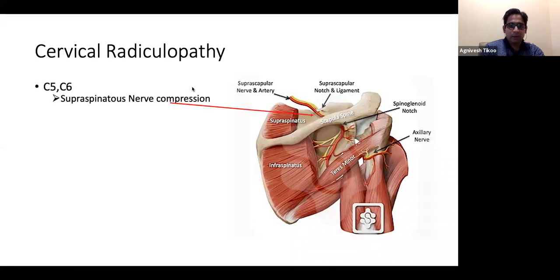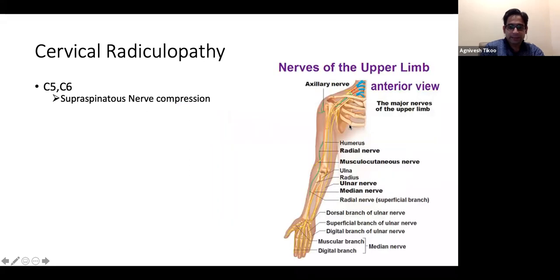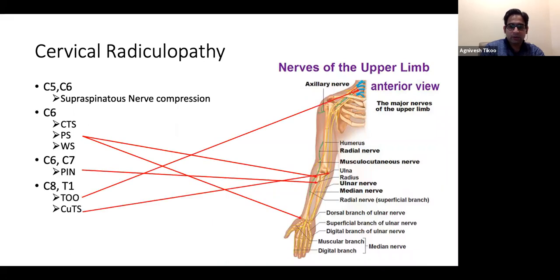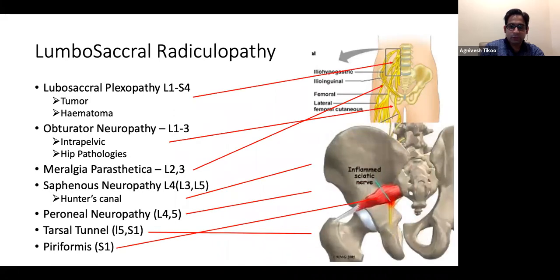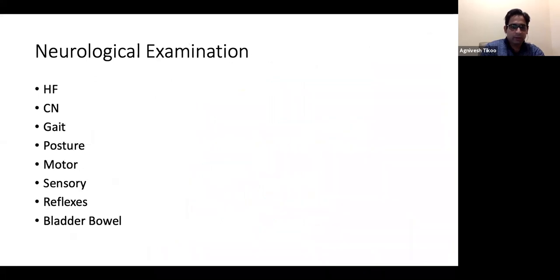So whenever you have a C5-6 distribution, you need to differentiate it from suprascapular nerve compression. Again, the clinical signs we will need to discuss later on, because these are all very detailed, specific investigations. So you need to consider all of these things whenever you are diagnosing a radiculopathy.